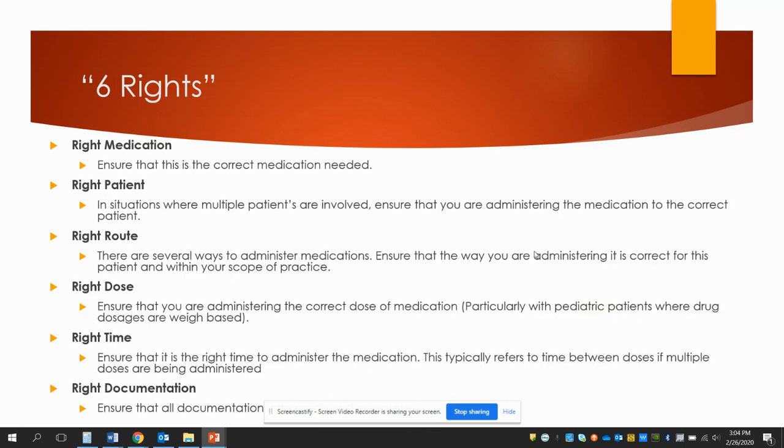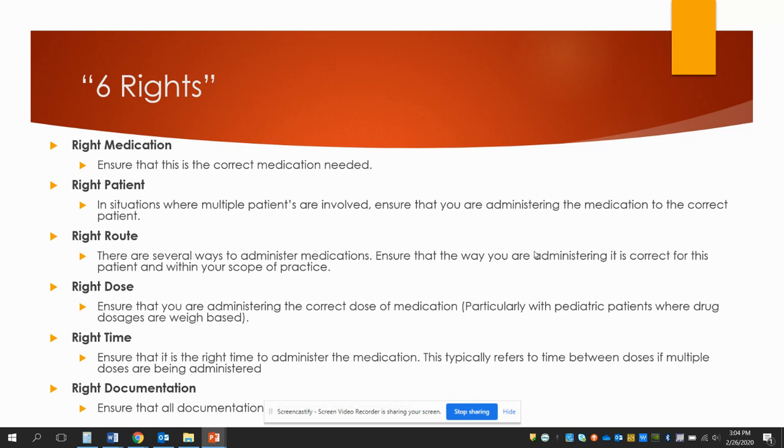So those 6 rights are the right medication, right patient, right route, right dose, right time, and right documentation. So you want to make sure that this is in fact the correct medication, that is the right patient that you're intending to give it to, which seems pretty self-explanatory, but if you have multiple patients there, it could be confusing. That you're giving it the right way. Some of these medications, especially as you continue forward in your career and if you progress up to an advanced EMT or paramedic, there are multiple different ways that medications can be given. So you want to make sure you're giving it the right way that's best for this patient.